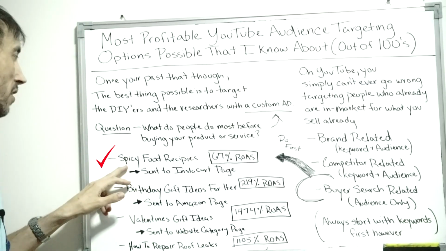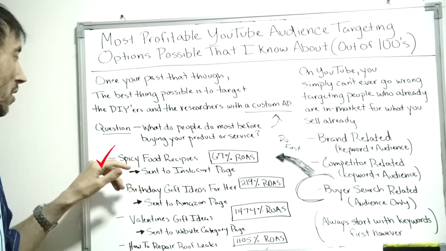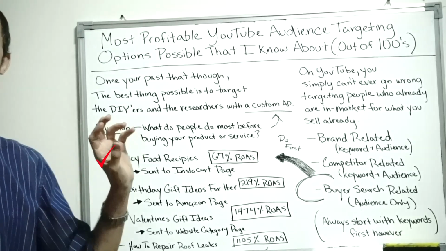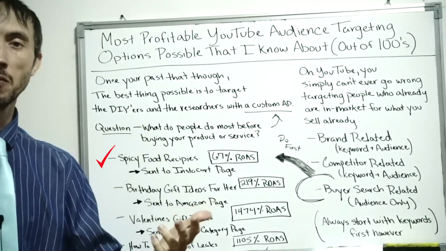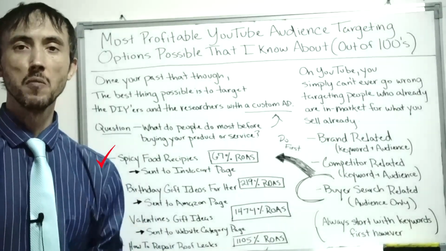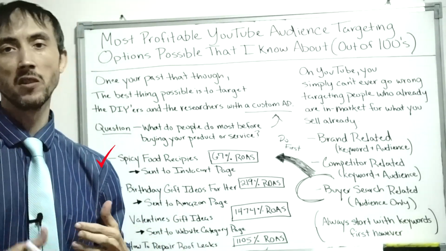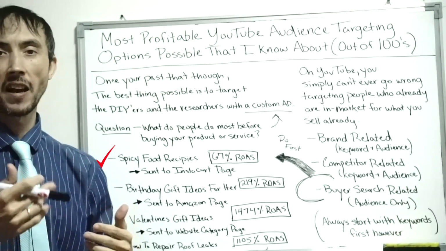So a company sold a hot sauce, and they wanted to come up with a scalable marketing strategy. And there's only so many people looking for hot sauce that they're looking to buy on Google, on Amazon, on Instacart, that kind of thing.